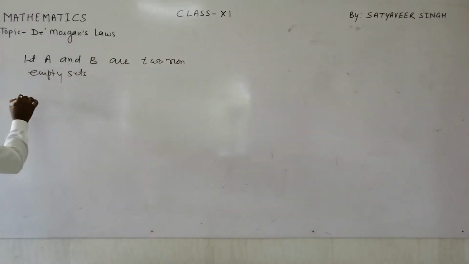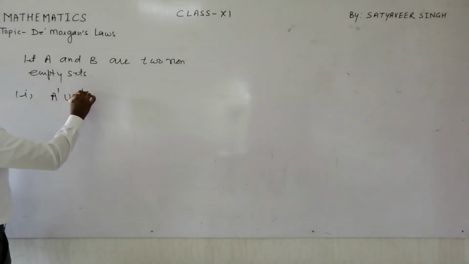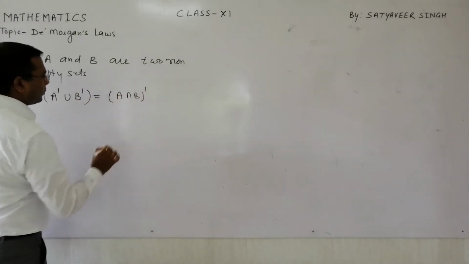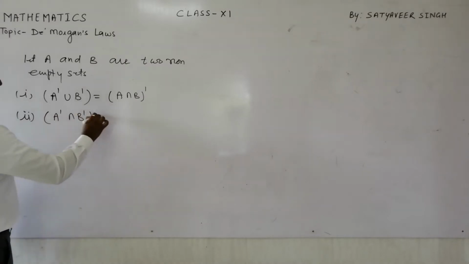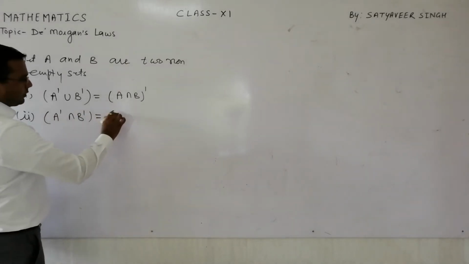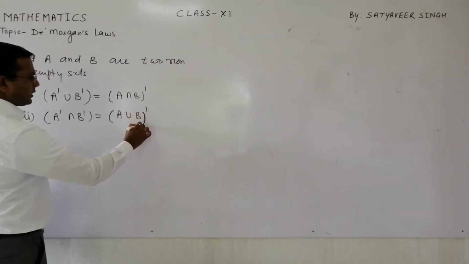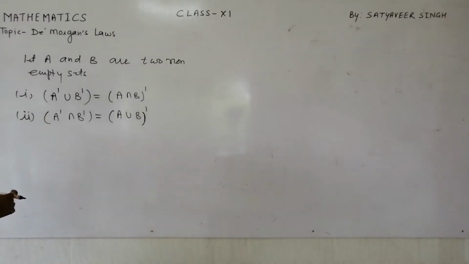then as per De Morgan's law we can say A complement union B complement is equal to A intersection B whole complement. One more law De Morgan gave, that is A complement intersection B complement is equal to A union B whole complement. Student, we will have to understand today what is the meaning of this rule and this law. So I will take the first rule and explain this.